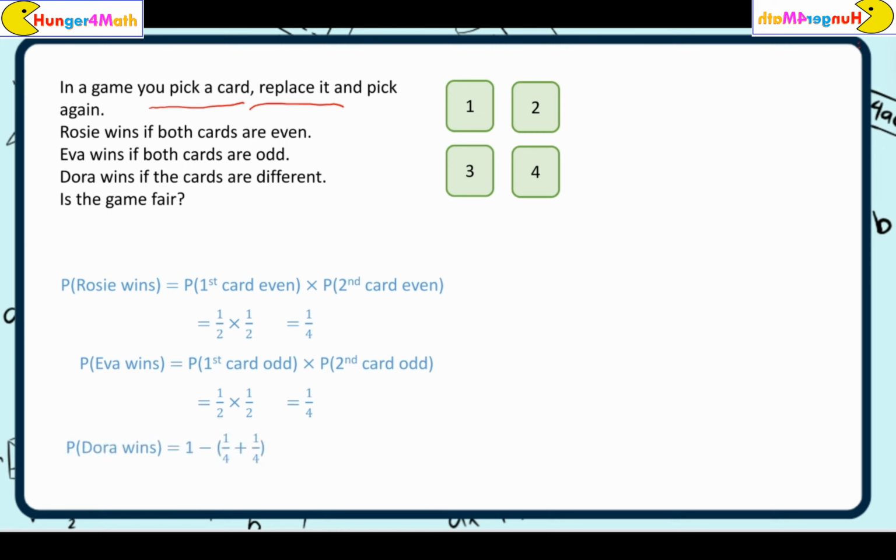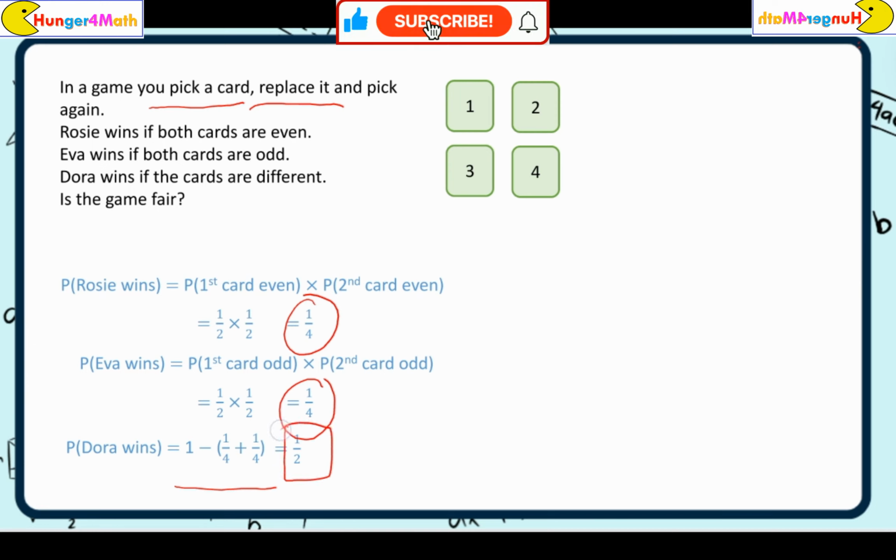For the probability that Dora wins this game, the probabilities should sum up to 1. So we can add 1/4 plus 1/4, and the sum needs to be subtracted from 1. So 1 minus the sum of 1/4 plus 1/4 is equal to 1/2. It means that this game is not fair because Dora wins with probability 1/2, which is 50%.